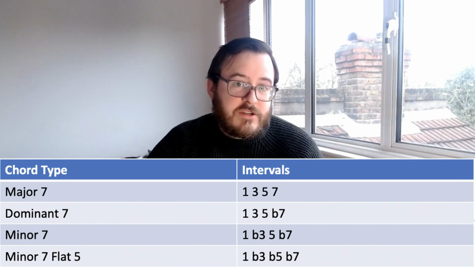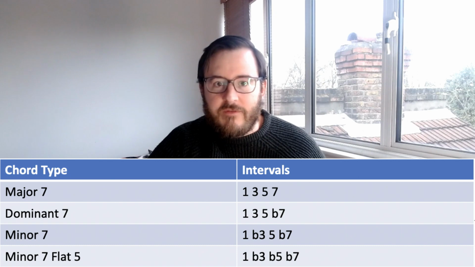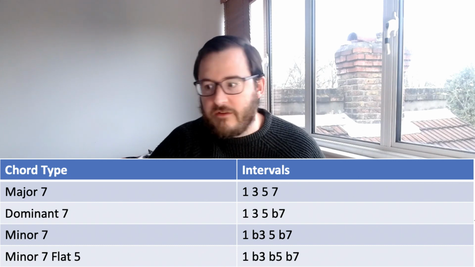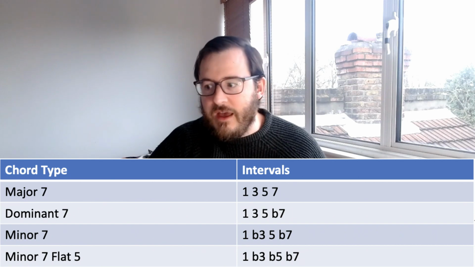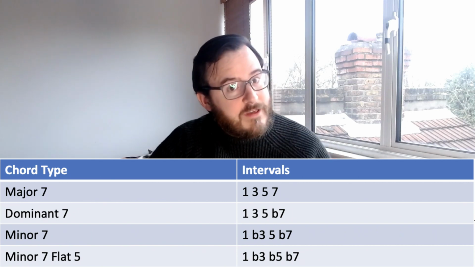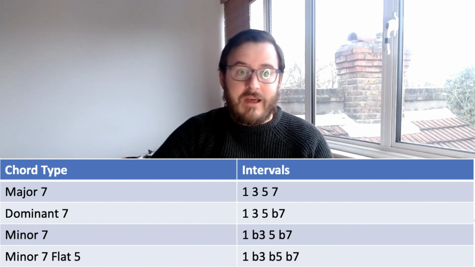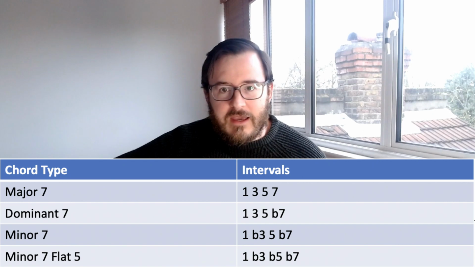So the major seventh has a normal third and seventh, a major third and seventh. The dominant seventh flattens the seventh but has a major third still. The minor seventh flattens the third and the seventh. And then the minor 7 flat 5 has a flat third and flat seventh, but also a flat fifth. It's the only one of those four chords with a flat fifth in it. So I'd really spend some time getting used to that.